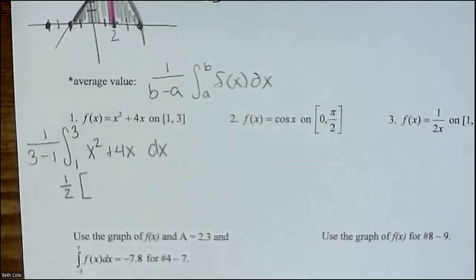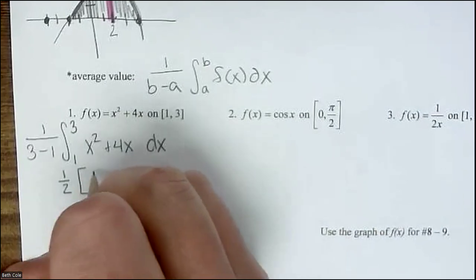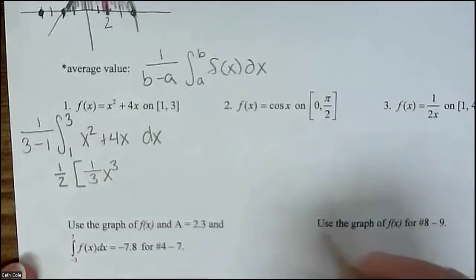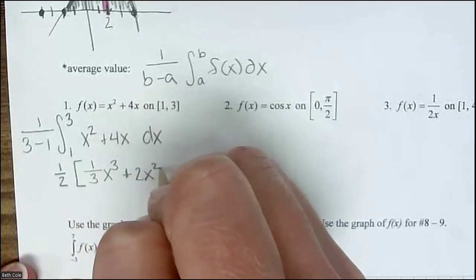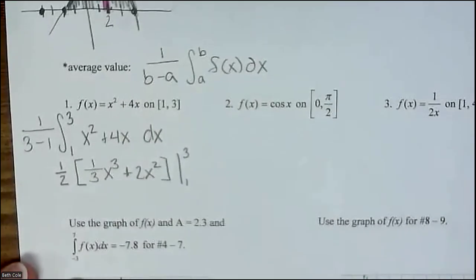This is where the calculus is. Antiderivative for x squared. Yep. Cubed, good. They got there. All right, plus for 4x, 2x squared, such that 1 to 3.